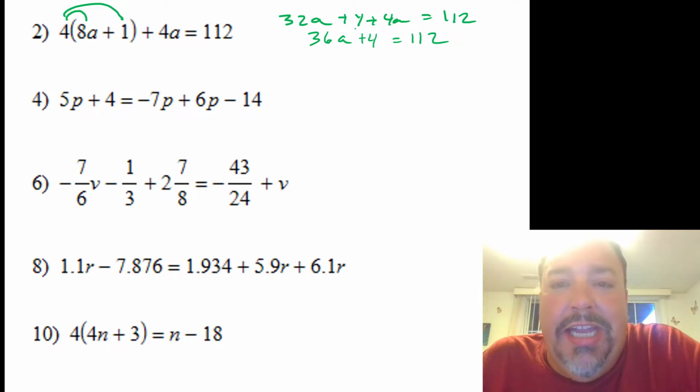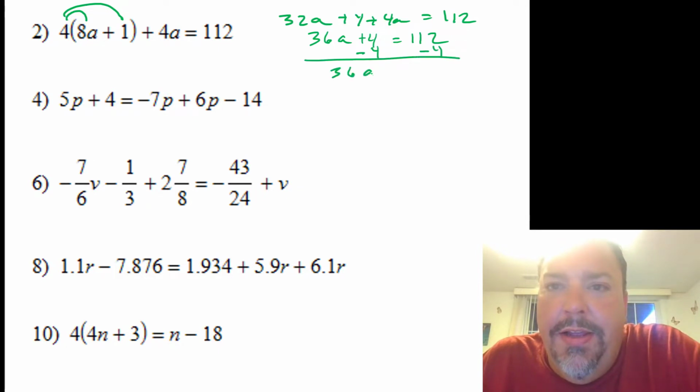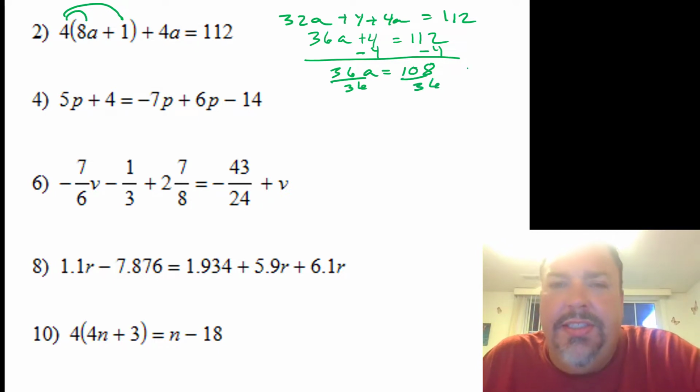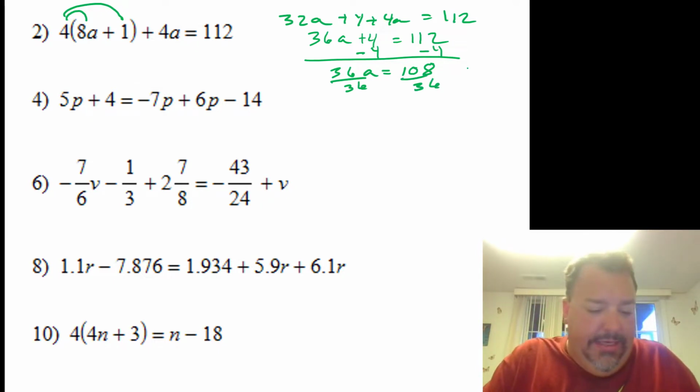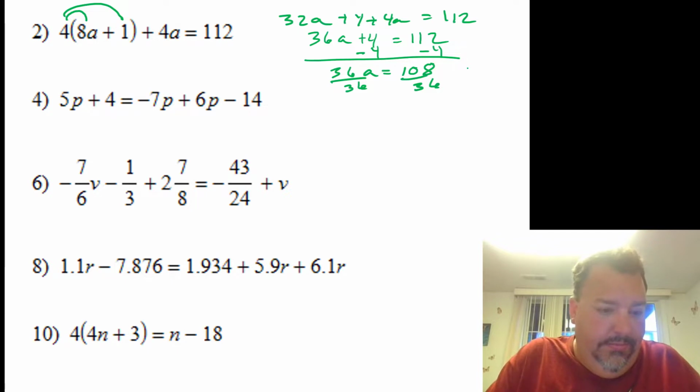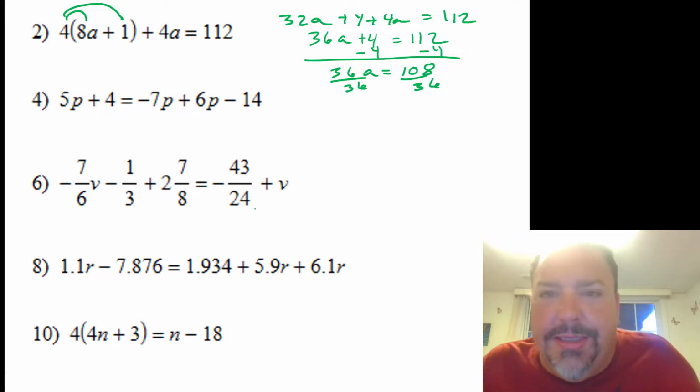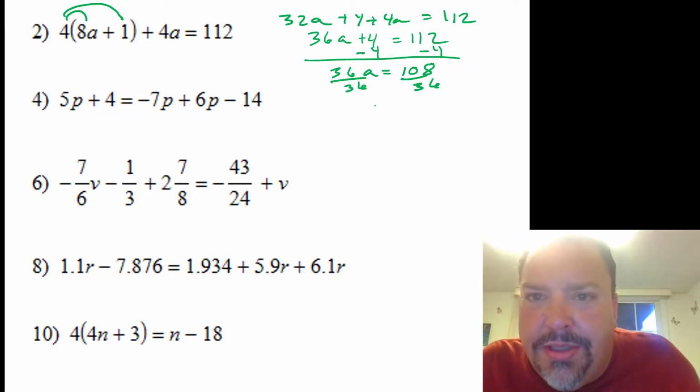Now again, for this one, the a is on the left side. We want to keep it there. We want to move the constants over together. That gives us 36a, and then 112 minus 4 is going to be 108. And we're going to take 108 and divide it by 36. And that comes out to 3. So we get a is equal to 3.